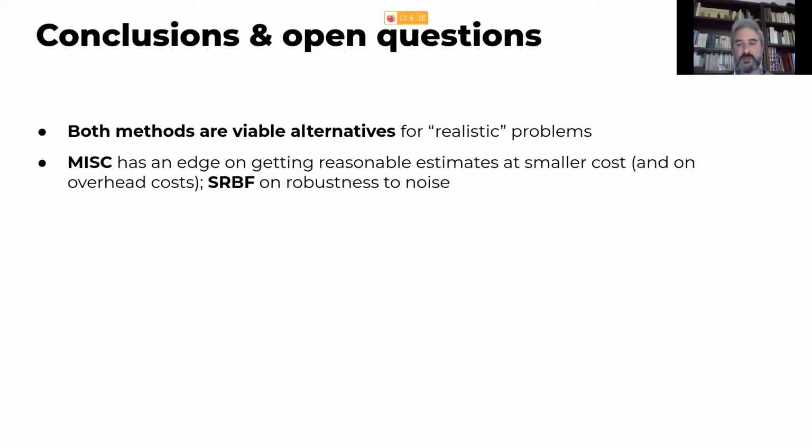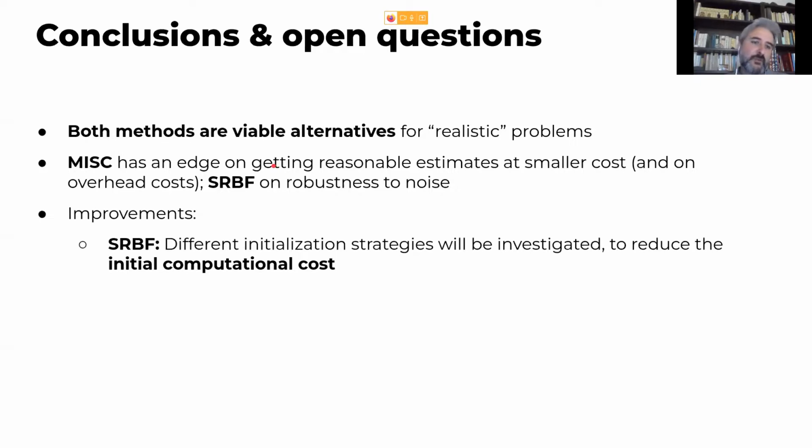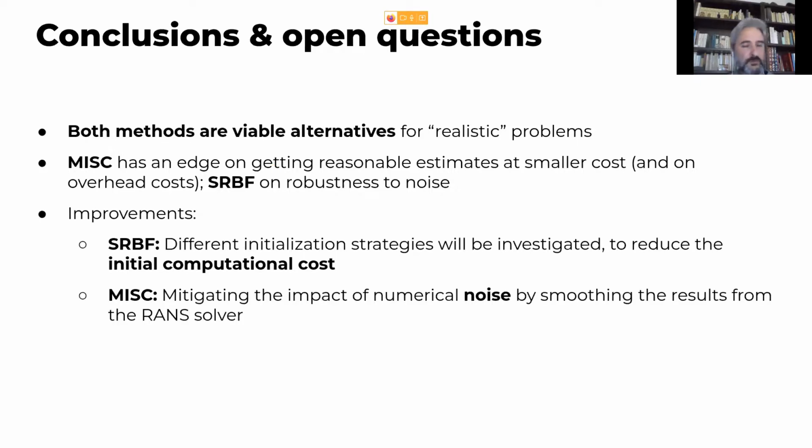The amount of operations for the SRBF is actually more demanding because you have to test several numbers of centers, several numbers of taus. You need to do the k-means. So there's a lot of overhead costs, which is, I would say, not negligible. So it's not obvious which is best in terms of computational costs. Certainly, the SRBF has an edge on robustness to the noise. Therefore, we want to improve on both these points.